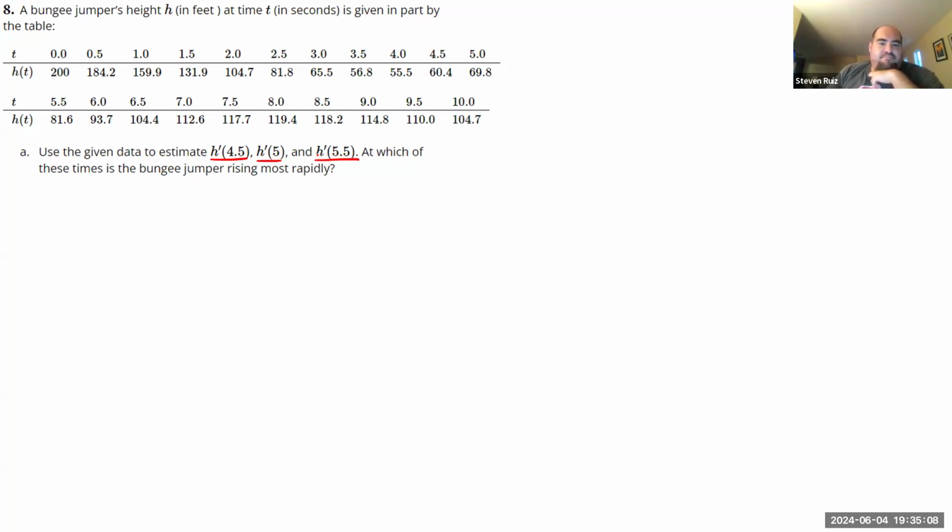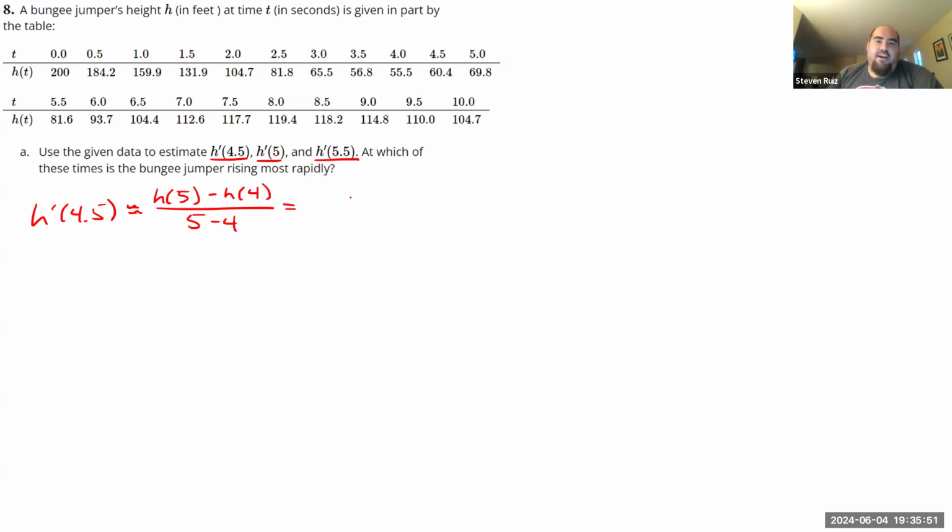There are lots of ways you could get these estimates. They're not really specifying how. I am going to use that idea of a central difference. So if I want to estimate h prime of 4.5, I am going to do that by looking at what's going on a half second after 4.5 and a half second before. So h prime of 4.5 approximately equals, all we can do right now is estimate based on what we have, h of 5 minus h of 4 over 5 minus 4.